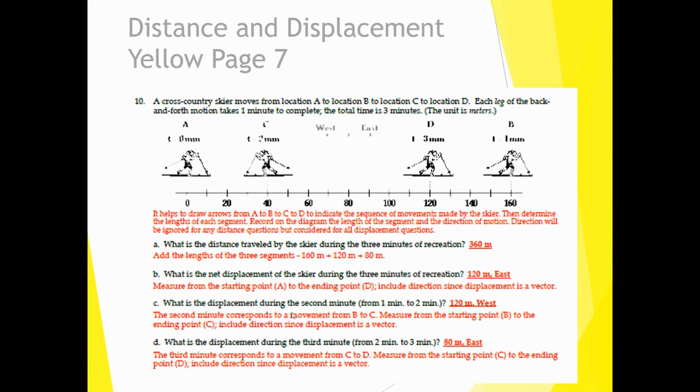C, what is the displacement during the 2nd minute from 1 minute to 2 minutes? So that is going to be from B to C. So from B to C, it's 120 meters because it was 160 to 40, and he's headed west, so it's 120 meters west. Letter D, what is the displacement during the third minute from 2 minutes to 3 minutes? So that is going from C to D. So that's 40 to 120. So that's 80 meters. And you end up east of where you started. So this is going to be 80 meters east.